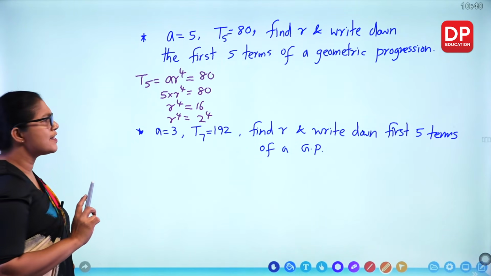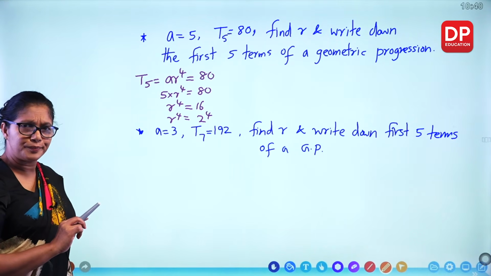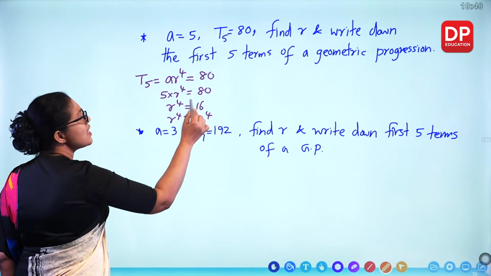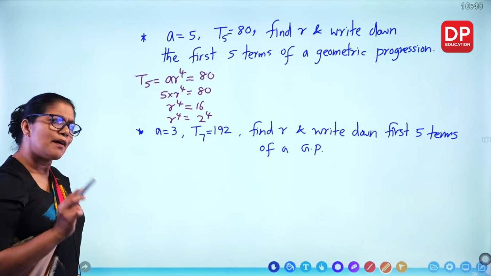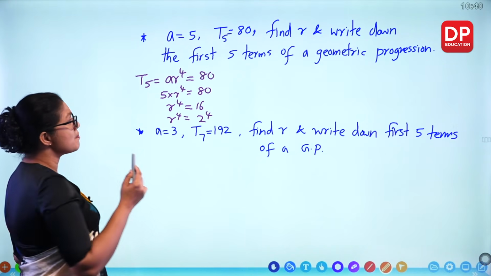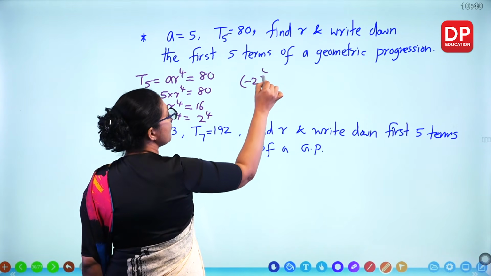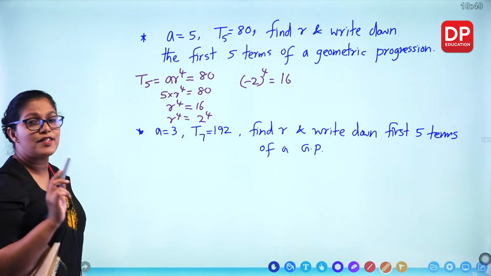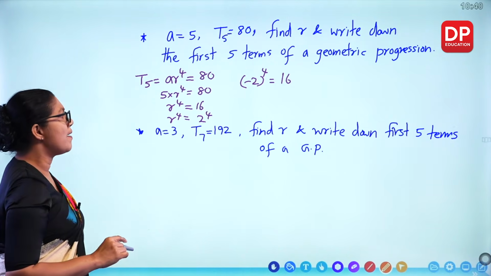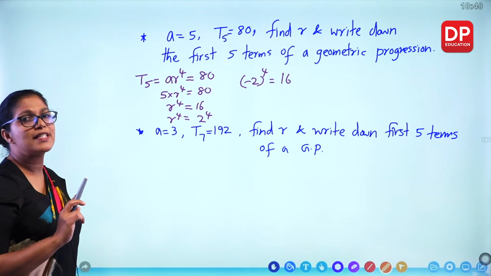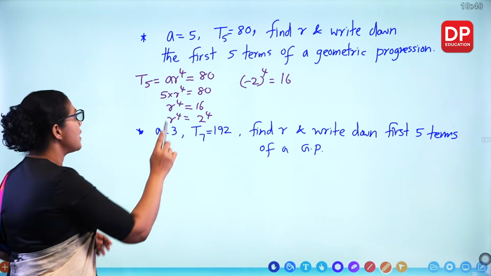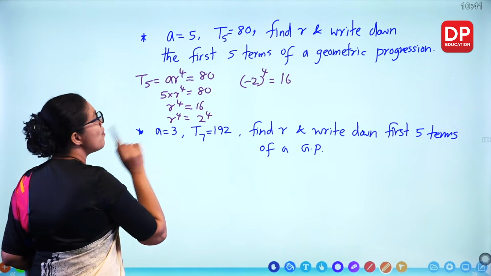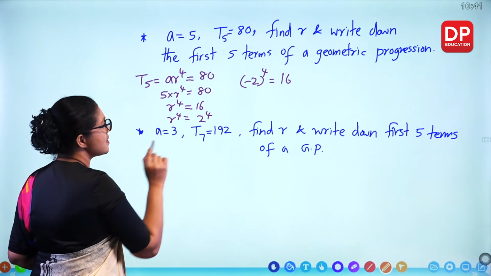Do you get full marks for this question? If you write r is 2, you get half of the marks. What's the reason? When you take minus 2 to the power 4, what is minus 2 to the power 4? You get plus 16. So when you take any even powers, you have to think both positive and negative. So remember, when you get even power, only even, you get both plus and minus.